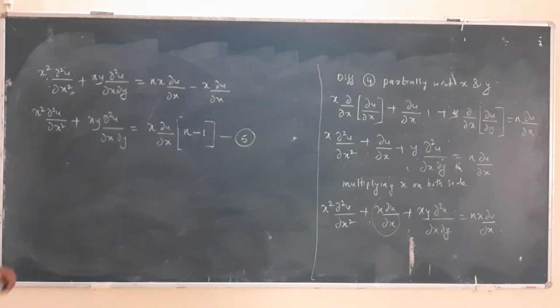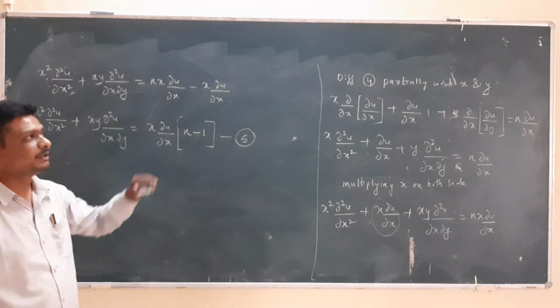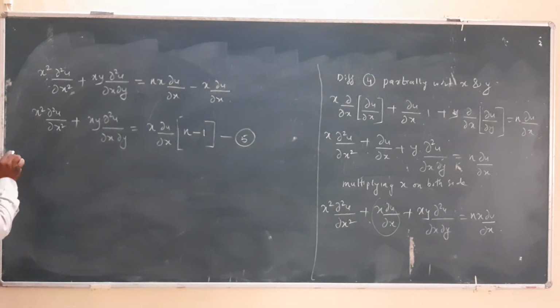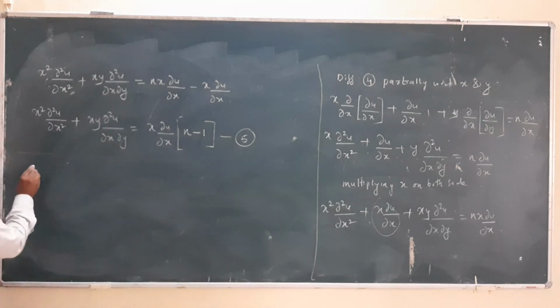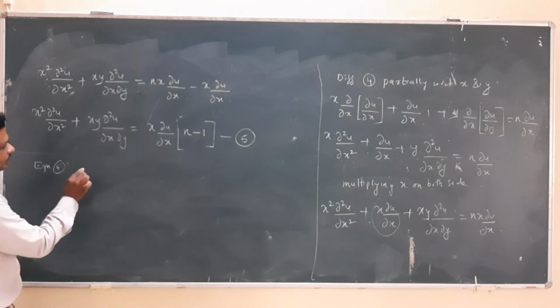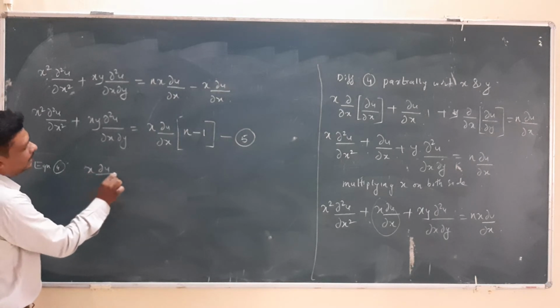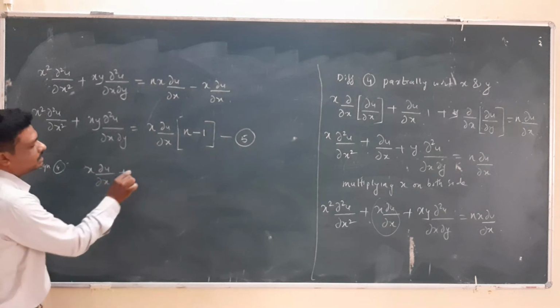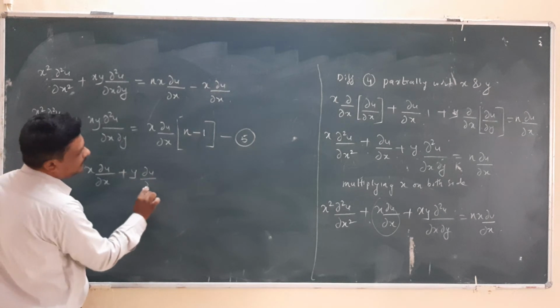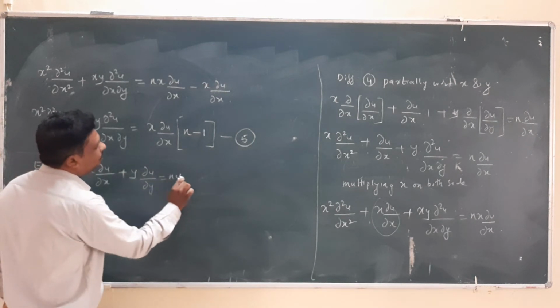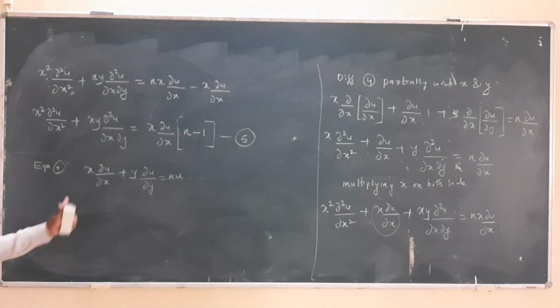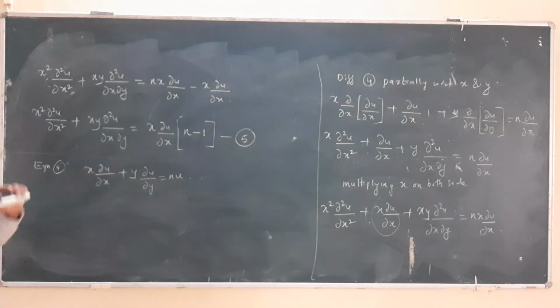Now I will differentiate equation number 4 partially with respect to y. So for your convenience, I will write it once again. So equation number 4 is x ∂u/∂x plus y ∂u/∂y is equal to n into u. Now I will differentiate this one partially with respect to y.